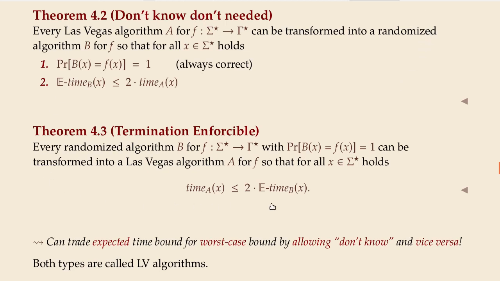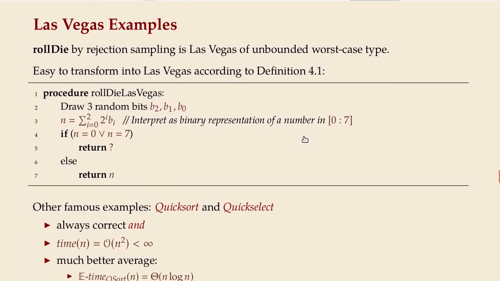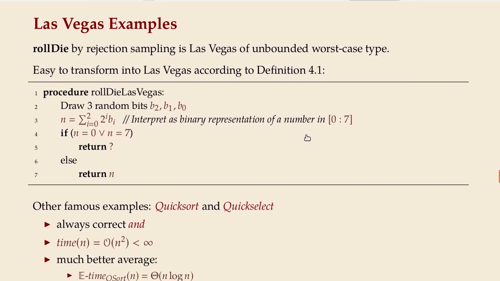Now these two theorems are relatively easy to prove, and I think you will find it constructive to do so in the exercises. Therefore, I leave this out. Let's look at a few examples. For the moment, just these two. First of all, our roll-die method.